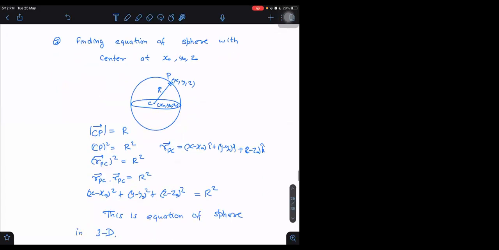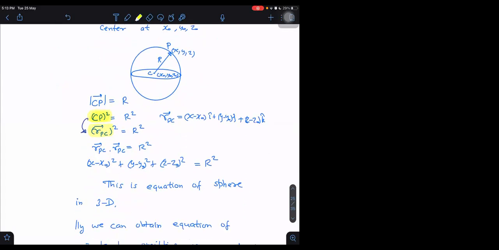So I will use the same concept. What will be the C to P distance? C to P distance is the magnitude of R. And I can write CP as RPC, which I discussed yesterday, the position vector of P with respect to C. And what is the position vector of P with respect to C? This I am writing separately here.